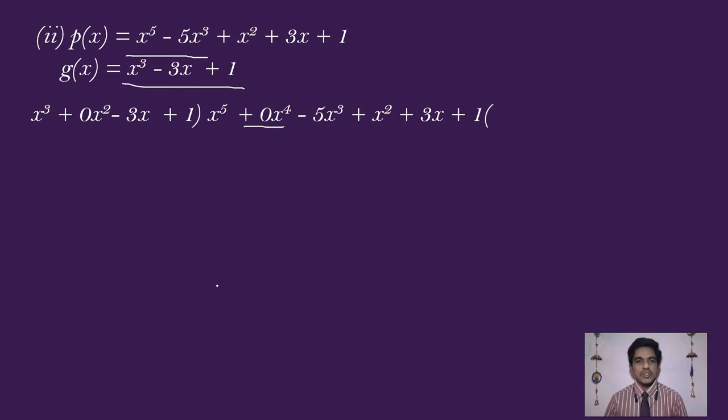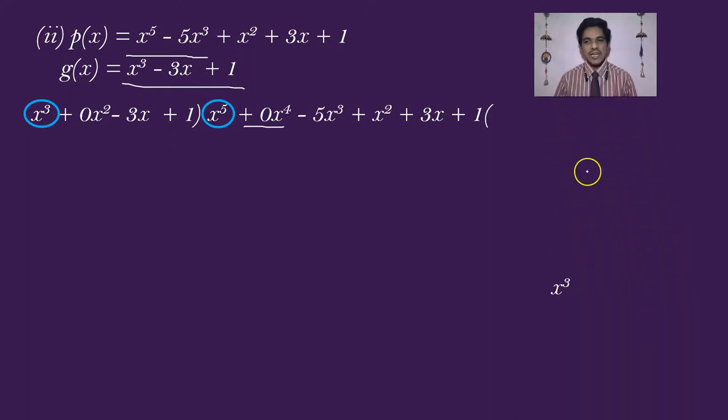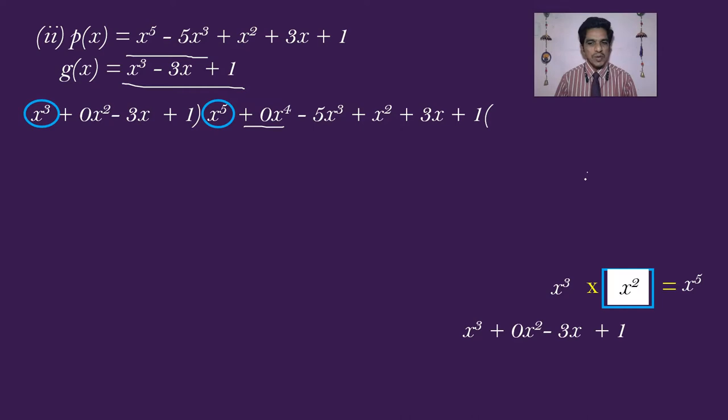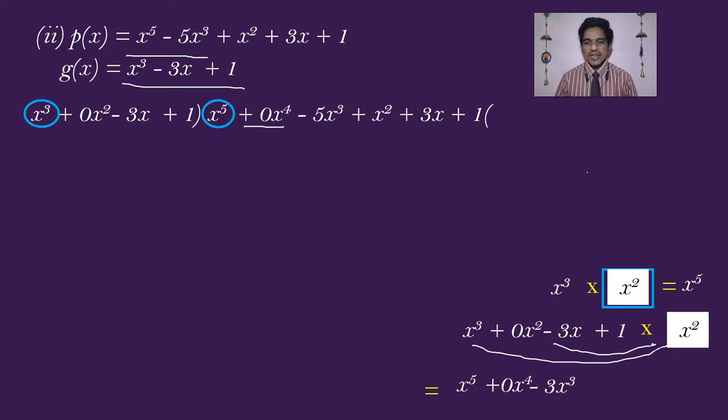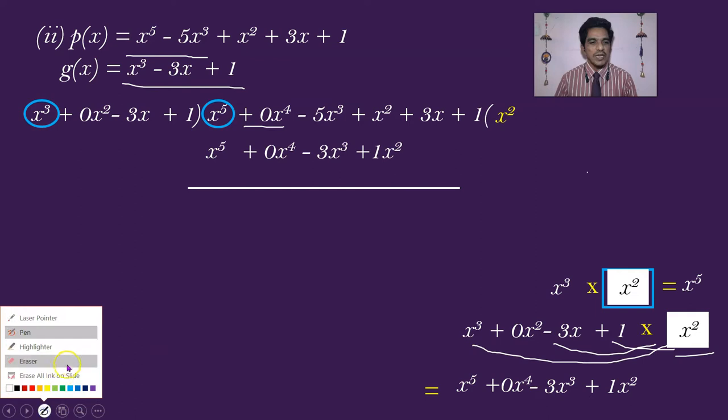Now let us continue with our procedure. Compare the first term of the dividend and the first term of the divisor. By what value do we multiply x cube to get x power 5? It's very simple. You have to multiply with x square. So let us multiply the whole divisor by x square. x cube plus 0x square minus 3x plus 1 multiplied by x square: x cube into x square is x power 5, 0x square into x square is 0 x power 4, minus 3x into x square is minus 3x cube, 1 into x square is x square. Now we write x square in the quotient part, write this whole expression in the dividend part, and do the subtraction.